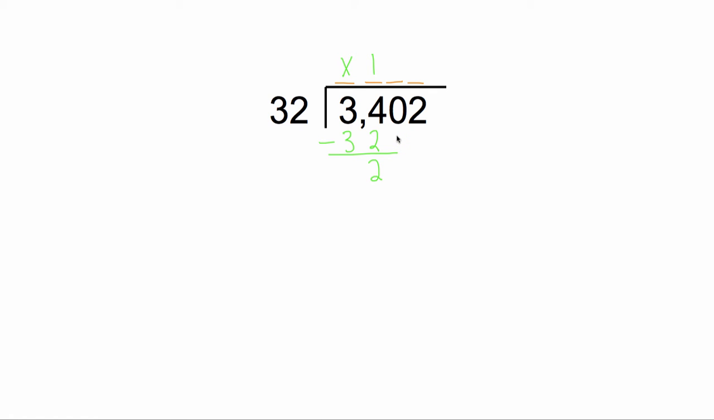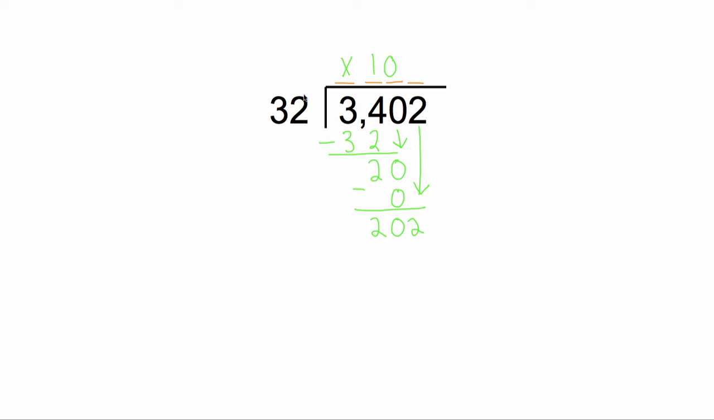We're then going to bring down. We have 20. Then we ask ourselves, how many times can 32 go into 20? 32 cannot go into 20, so we're going to put a 0. Remember, you cannot bring any extra numbers down. You can only ever bring one number down at a time. If it won't fit, just put 0. 32 times 0 is 0. Subtract, and you're left with 20. Bring down the 2.